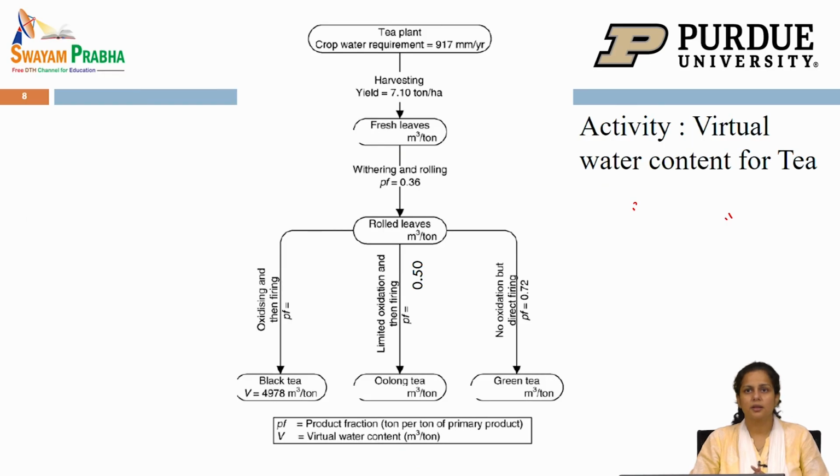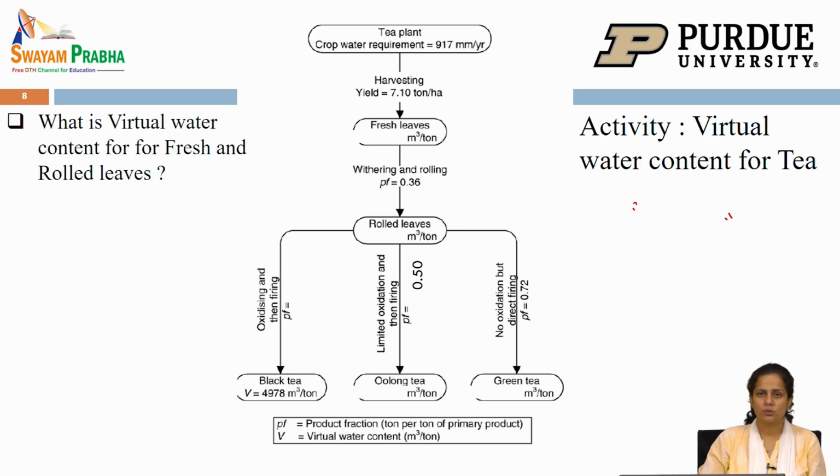So, let us take this activity for virtual water content for tea. In the previous process, I showed the two different processes for coffee production. In this one, we have the tea plantation. Here you have three different kinds of tea being produced: black tea, oolong tea and green tea, and some of the product fractions are given and some you have to calculate. So, let us take 30 seconds and answer this question: what is the virtual water content for fresh and rolled leaves in this case?